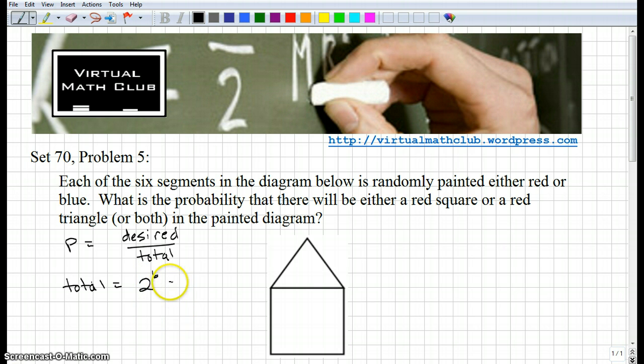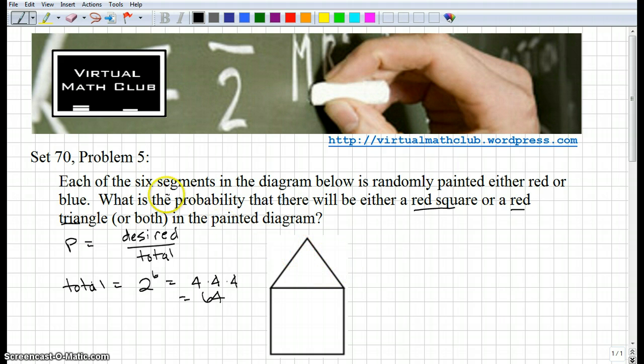All right? And 2 to the 6th is just 4 times 4 times 4, which is equal to 16 times 4, which is 64. All right? So that's the total number of ways that we can paint this diagram. So that'll be the denominator of our probability. And the other thing we need to figure out is our desired outcomes, and in this case our desired outcomes are either a red square or a red triangle, or both painted in the diagram.